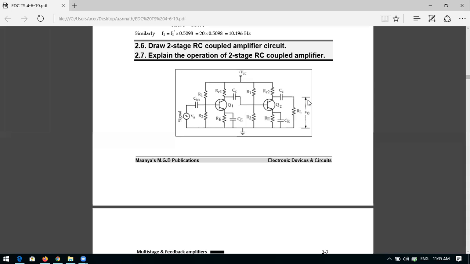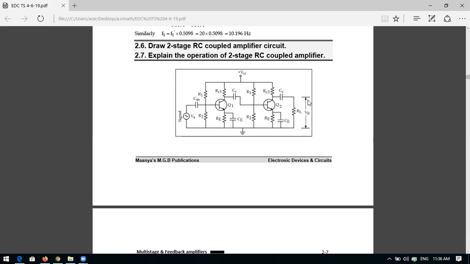So what is the voltage gain and power gain of an RC coupled amplifier, whether it is less or more compared to other networks? Less, sir. Why? What is the reason? Because of poor impedance matching. So what is the meaning of poor impedance matching? It will not produce the maximum output voltage to the load.